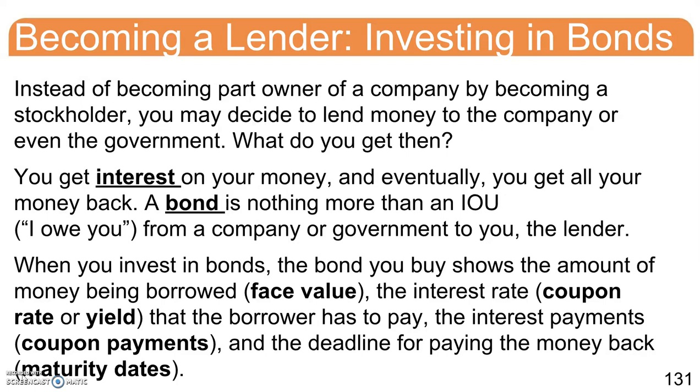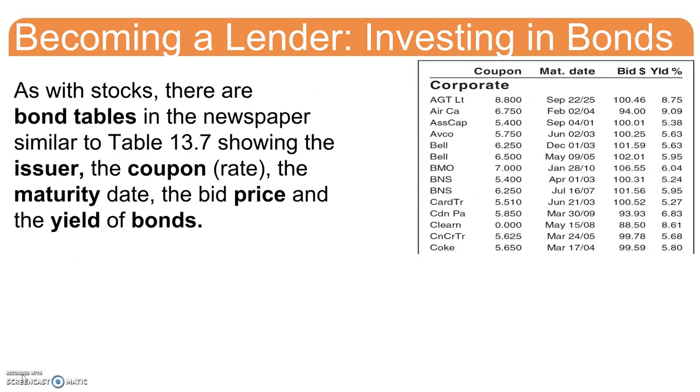When you invest in a bond, the bond you buy shows the amount of money being borrowed. So you're going to lend a certain amount of money, and that's the amount of the bond, called the face value. The interest rate is also called the coupon rate or the yield, and that's what the borrower, the company or the government, will pay you in interest payments, also known as coupon payments, until the end when your bond matures. That's the deadline you set for when they will pay you back.